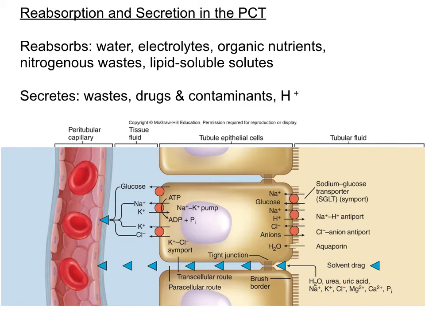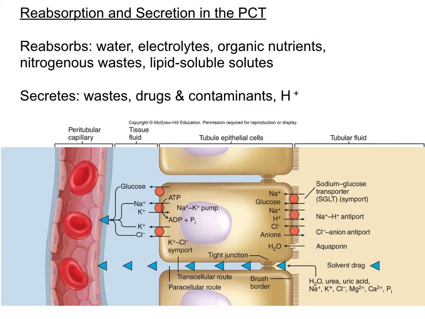Now, sodium ions are positively charged, and your chloride ions are negatively charged. So chloride ions actually follow sodium because they're electrically attracted to it. So you could just have diffusion of chloride following an electrical gradient. There are also various antiports that can help with the reabsorption of chloride. Both sodium and chloride can pass through the paracellular route as well, so they can just get dragged during that solvent drag between the epithelial cells, so they can get moved that way too.